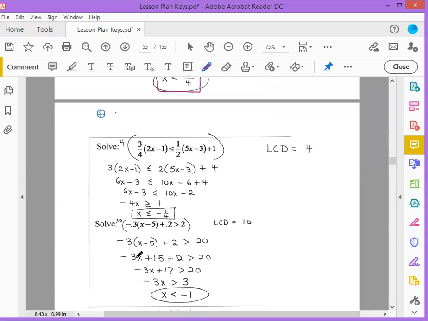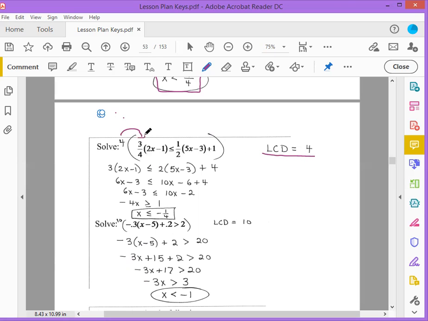All right, the next problem we have 3/4, and in parentheses, 2x minus 1 less than or equal to 1/2, and in parentheses, 5x minus 3 plus 1. So we have different denominators this time, 4 and 2. We have to find that least common multiple again. That least common multiple is 4.